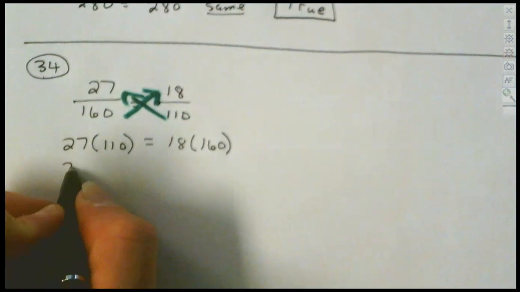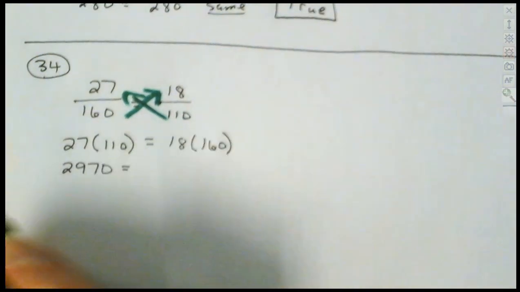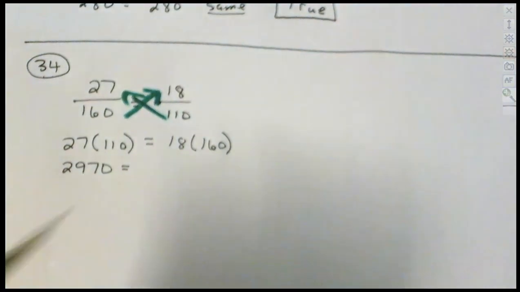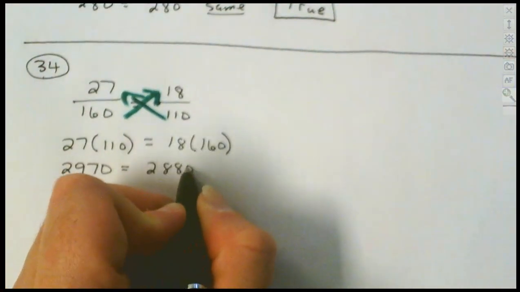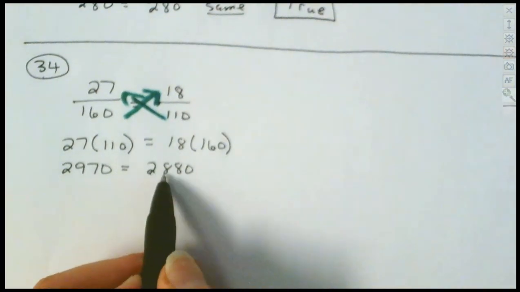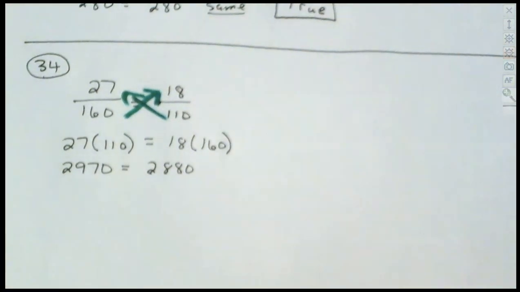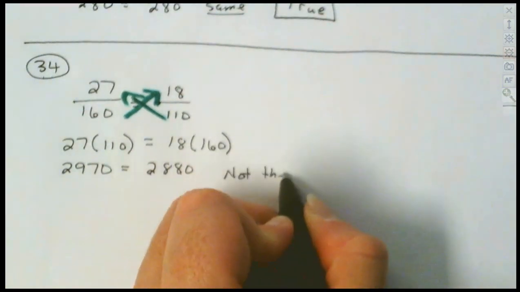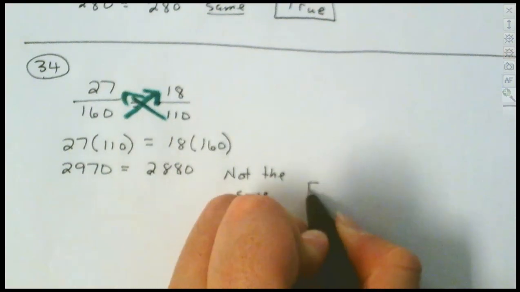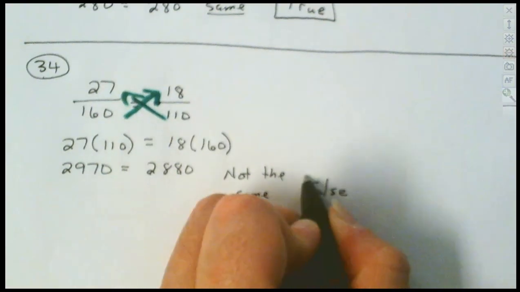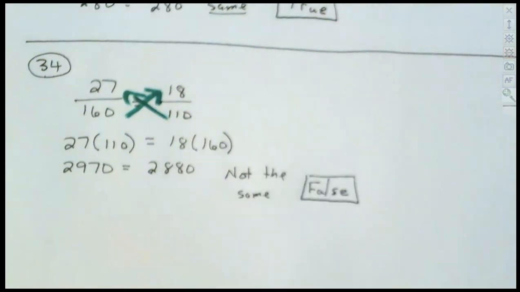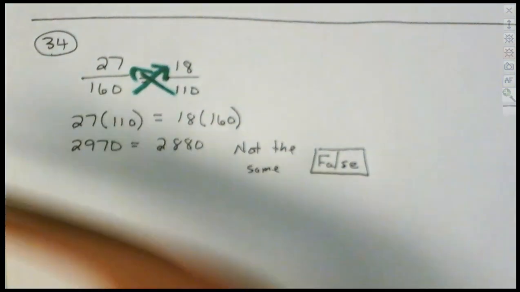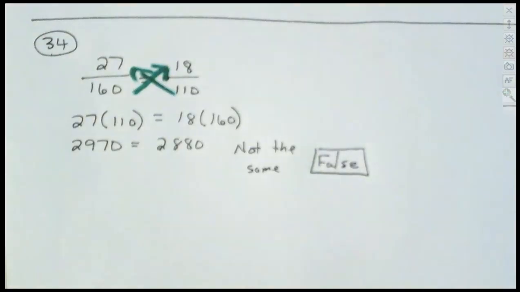And that gave you 2970 on the left. But on the right-hand side, we got 2,880 on the right. And these are not the same. So this would be false. So we're just checking to see if these fractions are equivalent. They're the same. And sometimes that might be useful. If you want to say, hey, are these fractions the same? You can just cross multiply and see real quick.